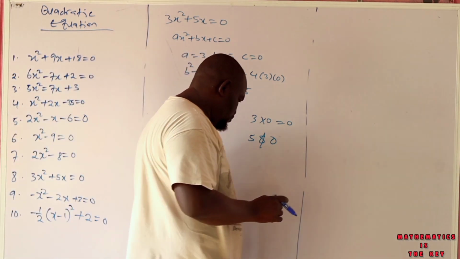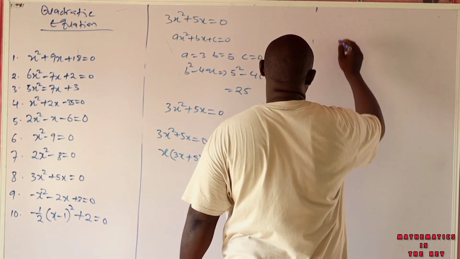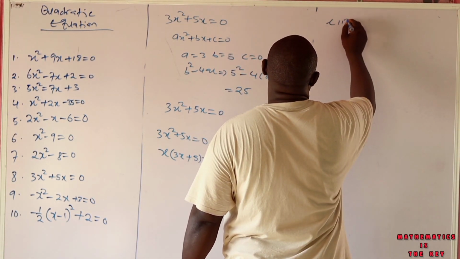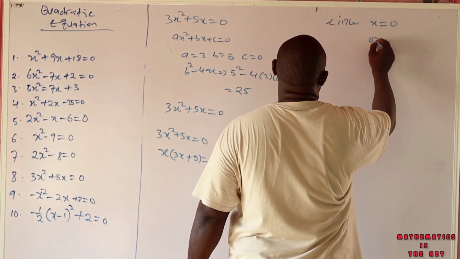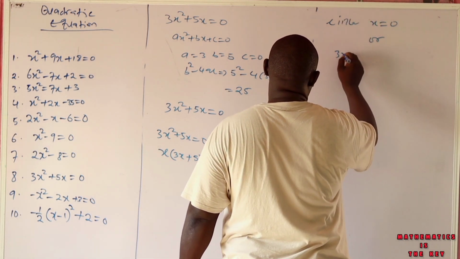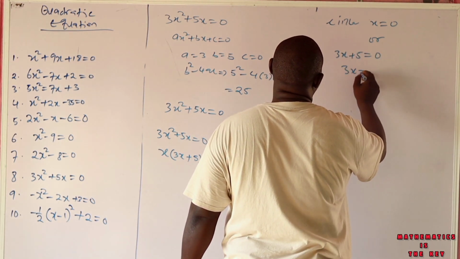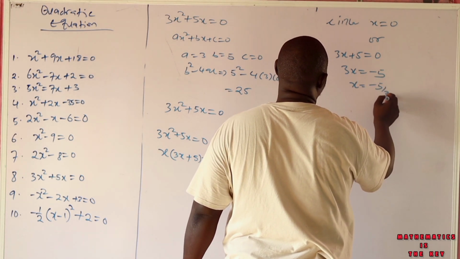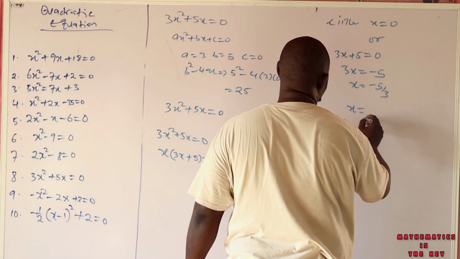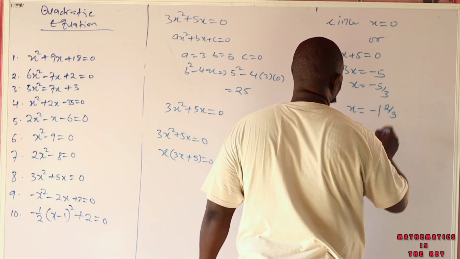Product of two numbers is equal to 0. Either both of them are 0 or either of them is 0. So we have either x is equal to 0, or we have 3x plus 5 is equal to 0. We will have 3x is equal to minus 5. Then x is equal to minus 5 over 3. Or we have x is equal to minus 1 whole number 2 over 3.